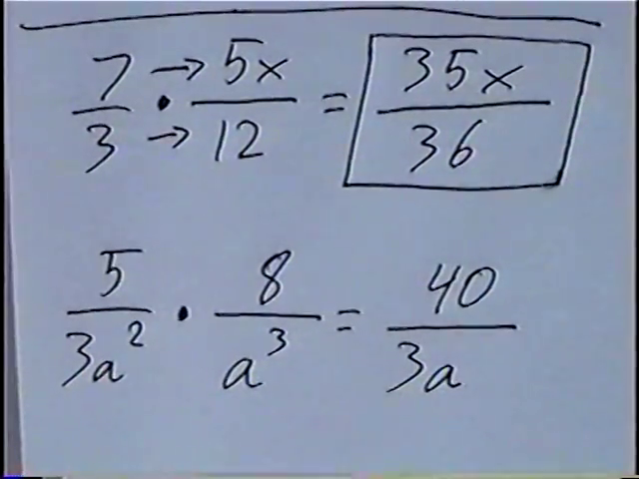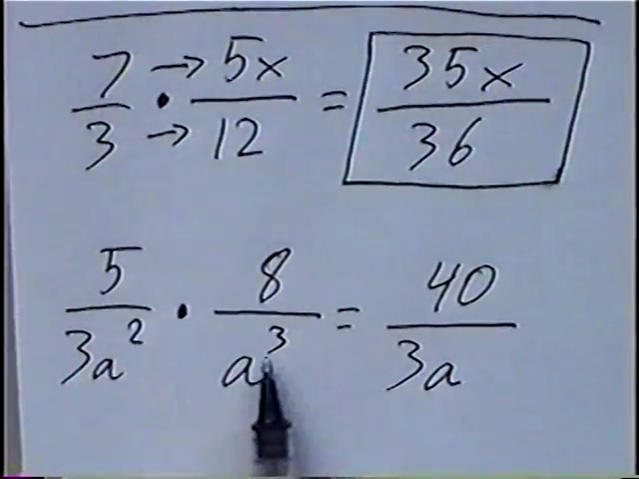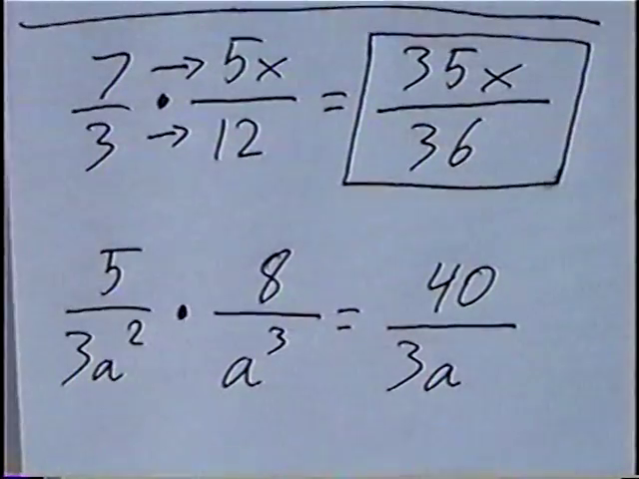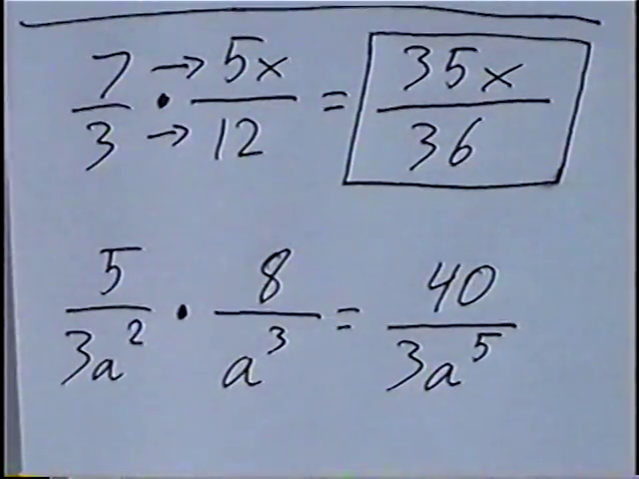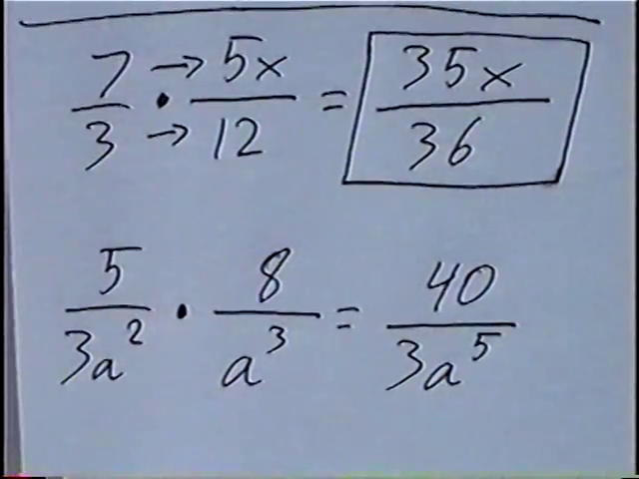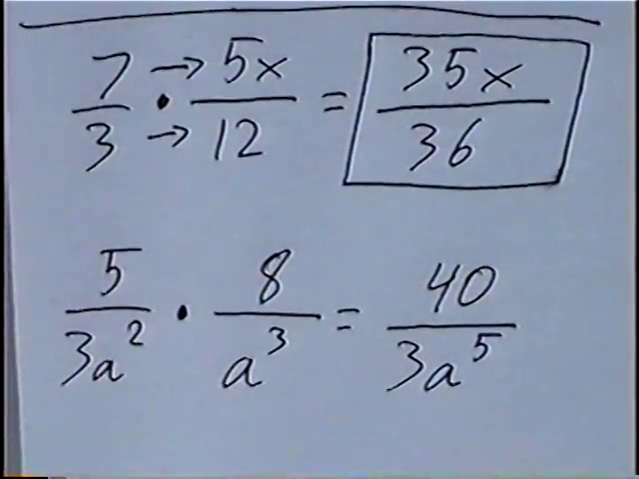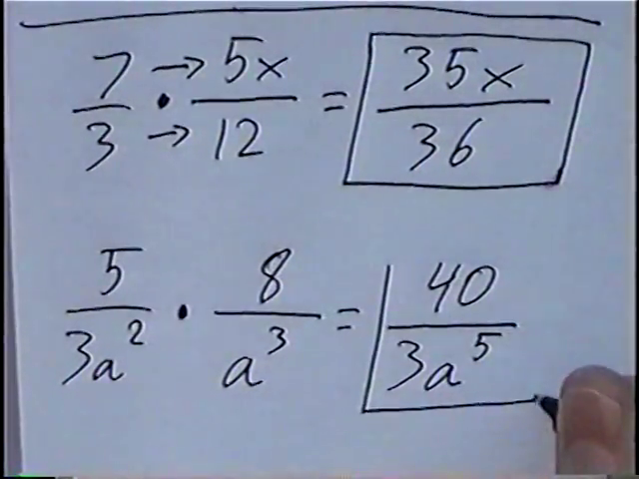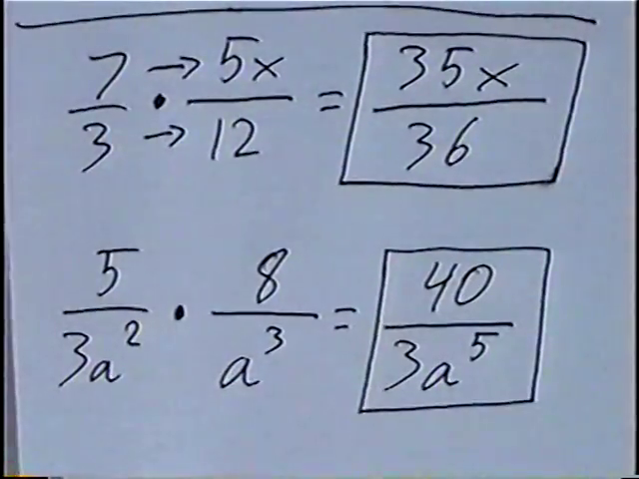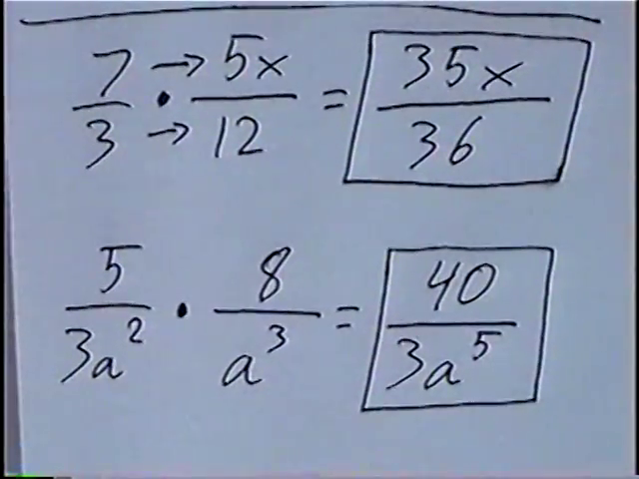If you remember from previous sections, when multiplying, we'll add the exponents. So 2 plus 3 would be 5. Again, checking to reduce fractions. 40 and 3 does not reduce. We only have a single a to the fifth. So our final answer is 40/3a to the fifth.